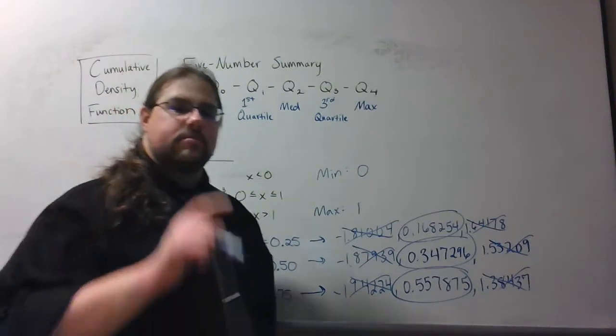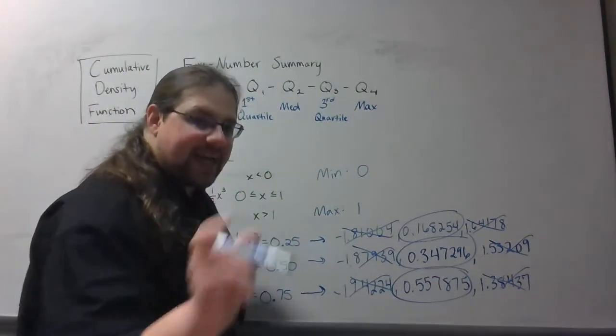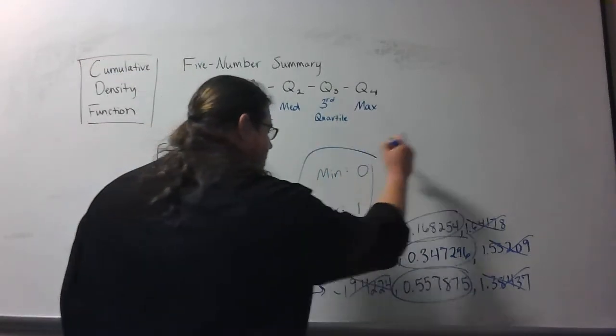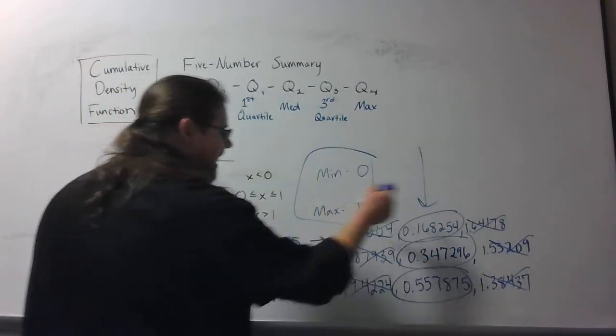So hopefully this helps. Remember these numbers. We are going to come back in just a hot second and make a box and whisker plot out of these 5 numbers: min, max, Q1, Q2, Q3.